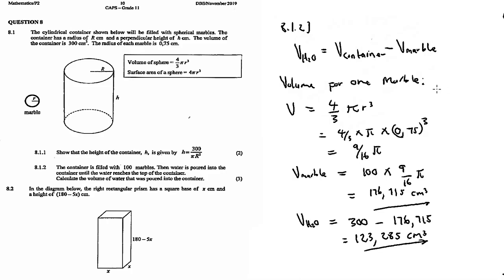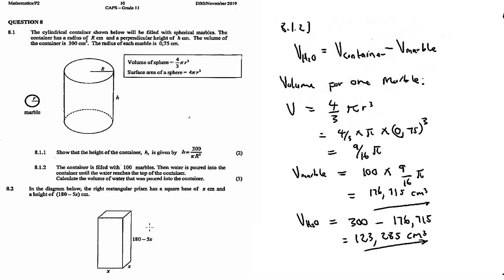For 3 marks. This is for 3 marks. All right, now go 8.2. In the diagram below, the right rectangular prism has a square base of x centimeter and a height of 180 minus 5x centimeter. So this is a right rectangular prism. So base yale prism is actually a square because side ayalingana. It's x and x.